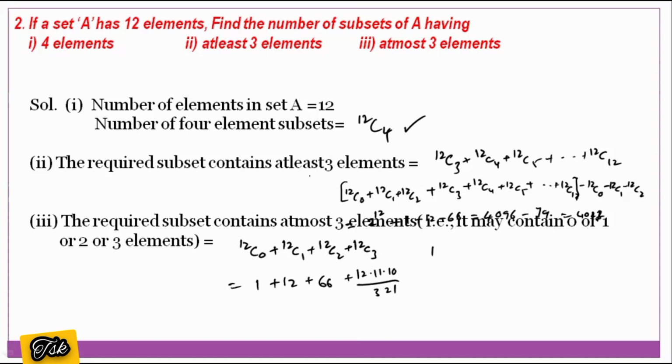This becomes 220. 66 plus 12 is 78, plus 1 is 79. So 220 plus 79 becomes 299. So 299 subsets can be formed which contain at most 3 elements.